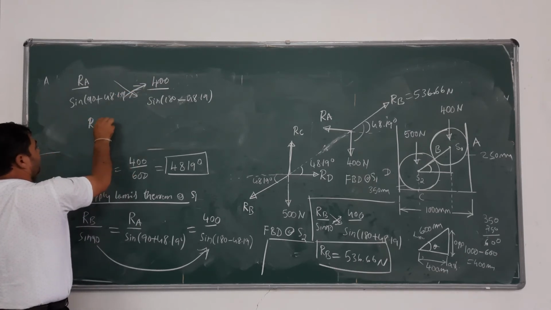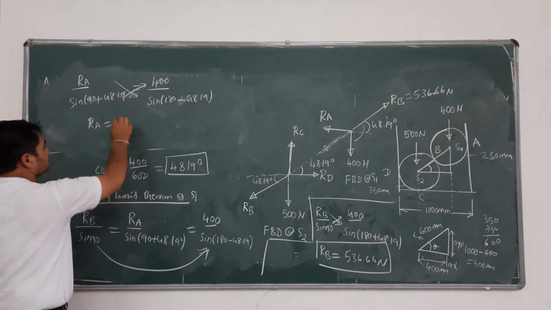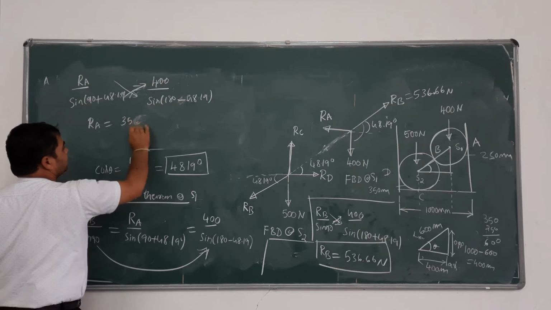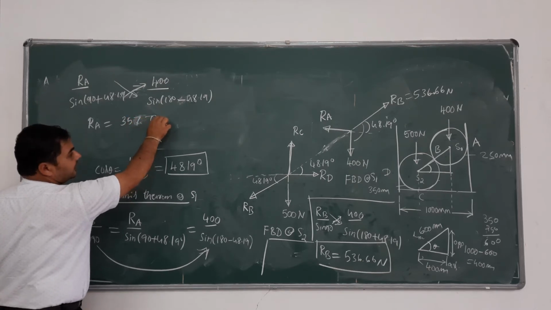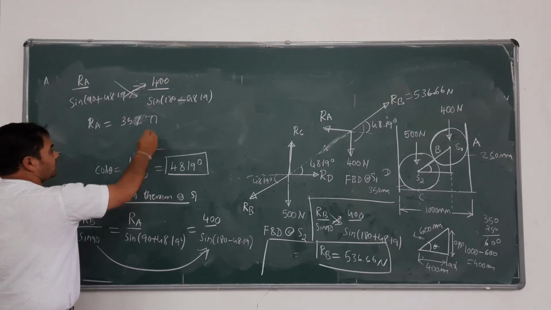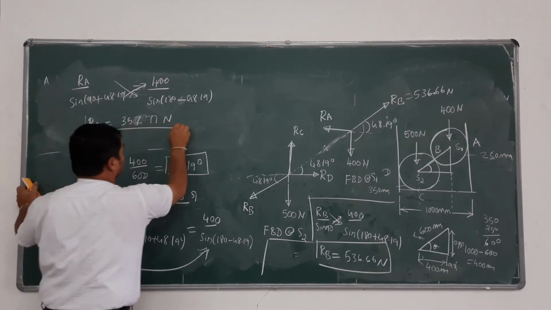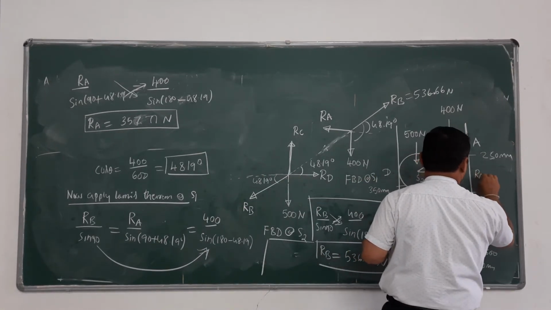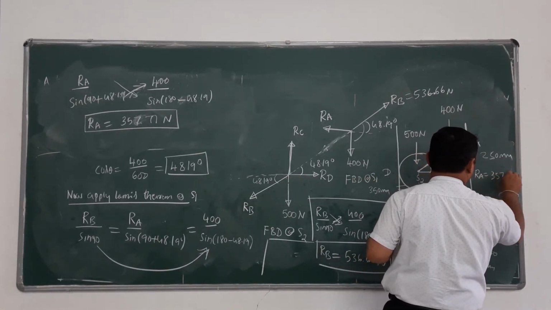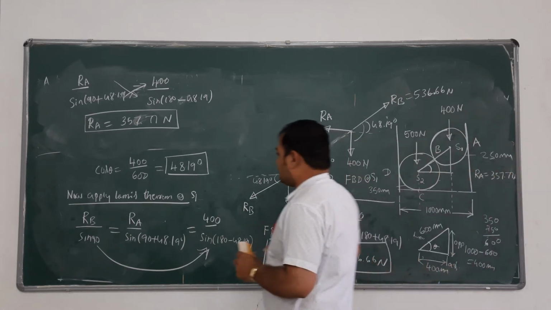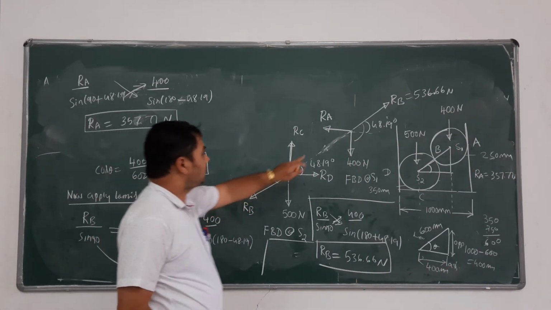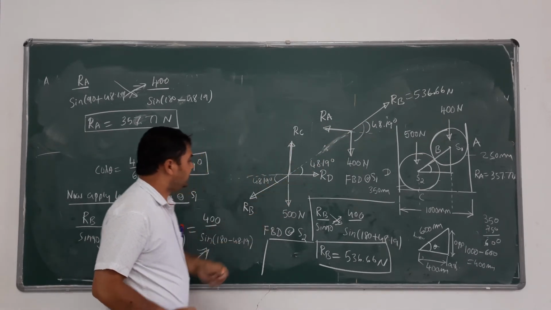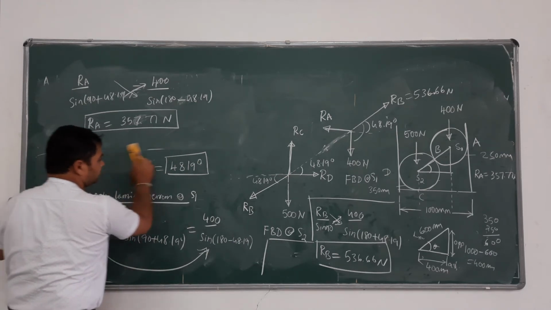So therefore the value of RA is equal to 357.77 Newtons. All the forces are in terms of Newton, therefore RA also should be in terms of Newton. So RA is equal to 357.77 Newton. Next, we have calculated the two reactions. The remaining reactions are RC and RD. So let us calculate those values.